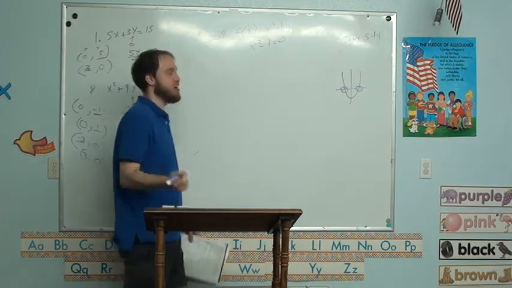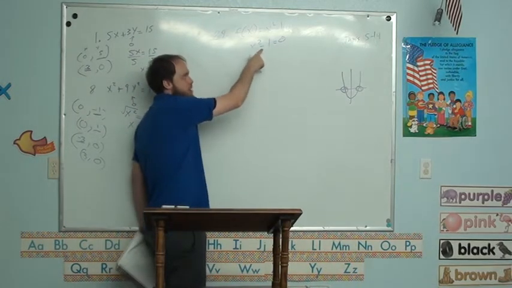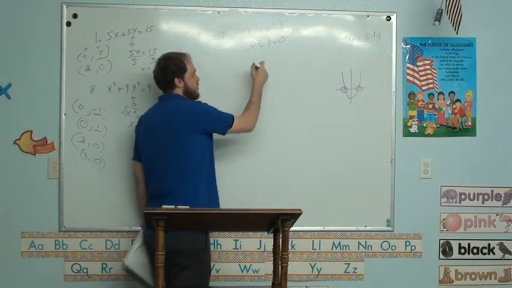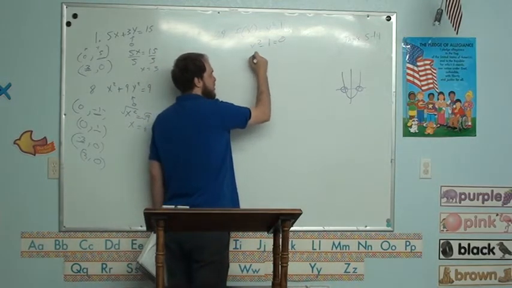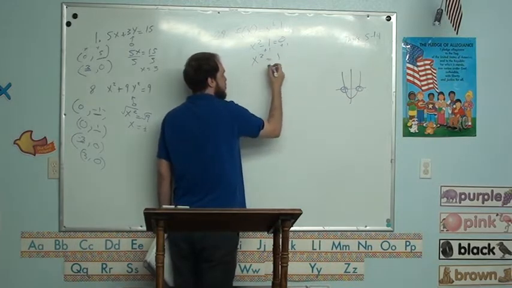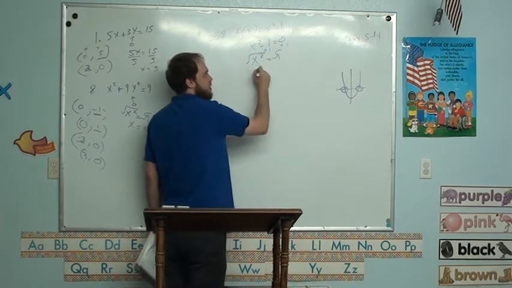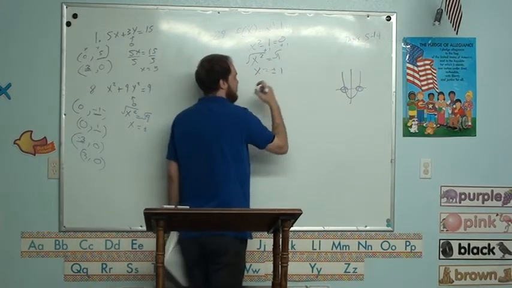Again, if you did guess and check, this would be factors of 1 that when they add up give you a 0x. But I'm just going to do the square root method. So I'm going to add 1 to both sides, and so x squared equals 1. Then when I square root both sides, I'm going to end up with x equals plus or minus 1.